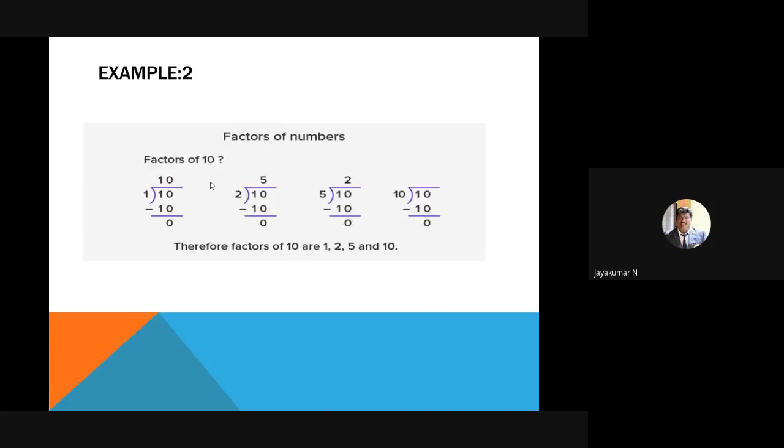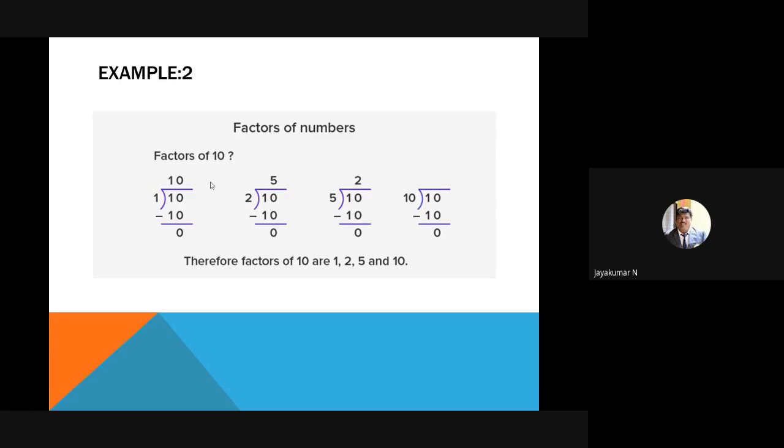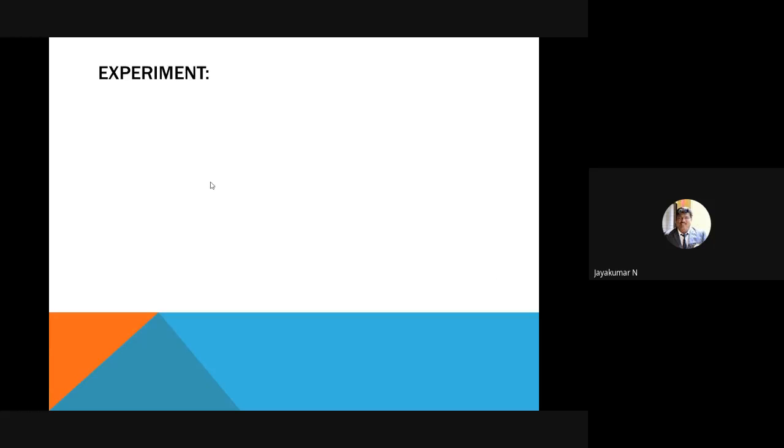I will give some example. What are the factors of 10? 1, 2, 5, 10. When you divide 10 by 1, the remainder is 0. When you divide 10 by 2, the remainder is 0. When you divide 10 by 5, the remainder is 0. When you divide 10 by 10, the remainder is 0. So the factors of 10 are 1, 2, 5, 10. What do you mean by factor? When you divide a number by its factor, the remainder is 0.